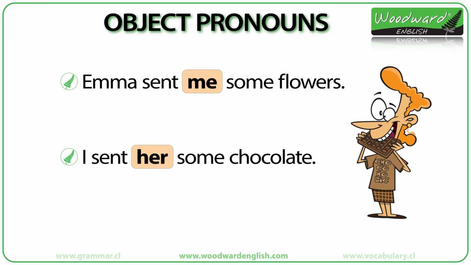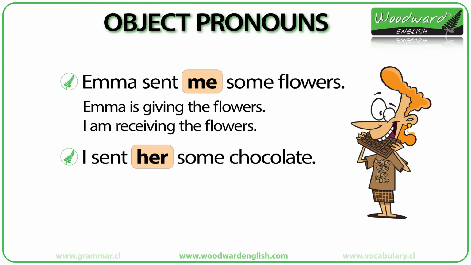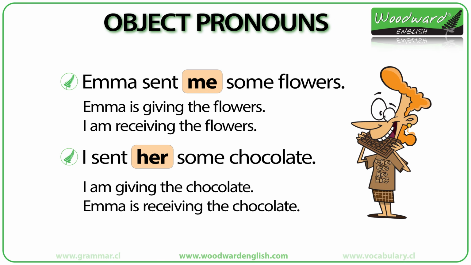Compare these two sentences. Emma sent me some flowers. I sent her some chocolate. Who is giving the flowers in the first sentence? Emma is giving the flowers. Who is receiving the flowers in the first sentence? Me. I am receiving the flowers. Who is giving the chocolate in the second sentence? I am giving the chocolate. Who is receiving the chocolate in the second sentence? Her, which means she or Emma is receiving the chocolate.